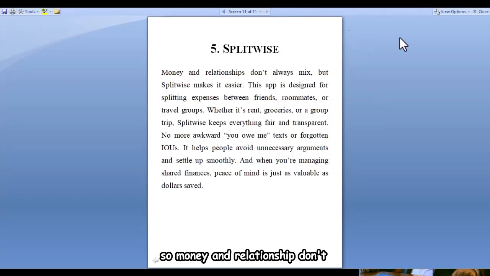Money and relationships don't always mix, but Splitwise makes it easier. This app is designed for splitting expenses between friends, roommates, or travel groups. Whether it's rent, groceries, or a group trip, Splitwise keeps everything fair and transparent. No more awkward "you owe me" texts or forgetting IOUs. It helps people avoid unnecessary arguments and settle up smoothly. And when you are managing shared finances, peace of mind is just as valuable as dollars saved.